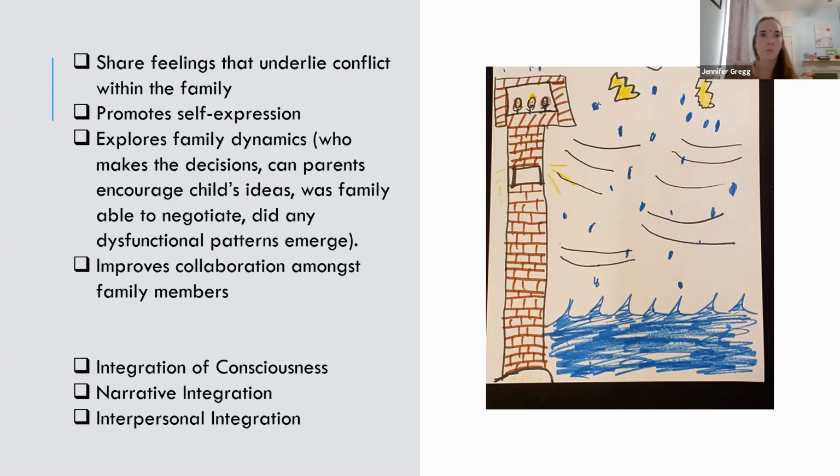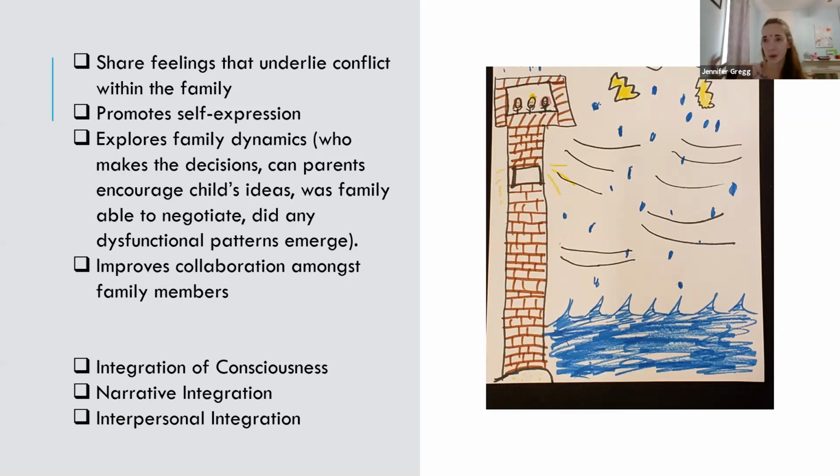So in doing this activity, again, you get an opportunity for individuals to share feelings that might be underlying conflict within the family dynamics or within themselves. Again, it offers an opportunity for self-expression. It allows you to explore the family dynamics, and it allows that collaboration.